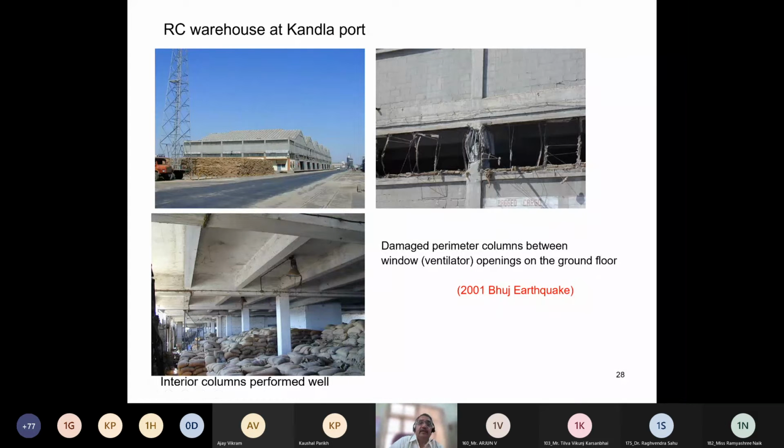Then this is also from the Bhuj earthquake, a reinforced concrete warehouse at the Kandla port. This is the warehouse building. Exterior columns got damaged. Damaged perimeter columns between window openings on the ground floor. The interior columns performed well. Perhaps these columns are subjected to large shear force.